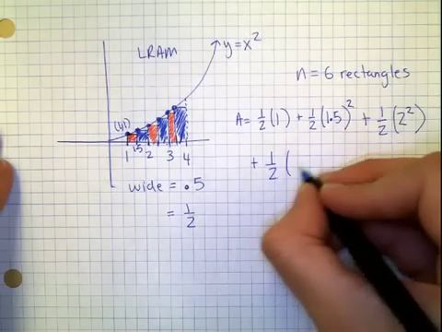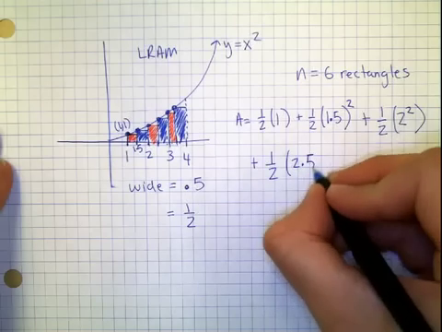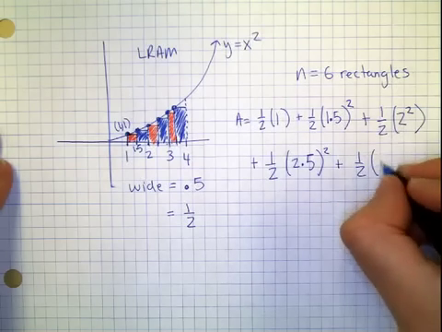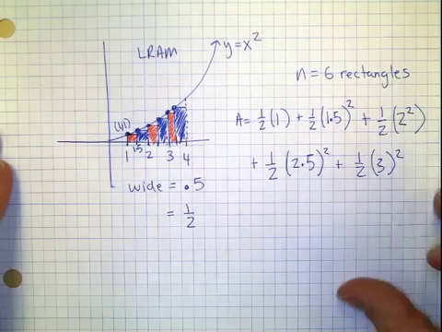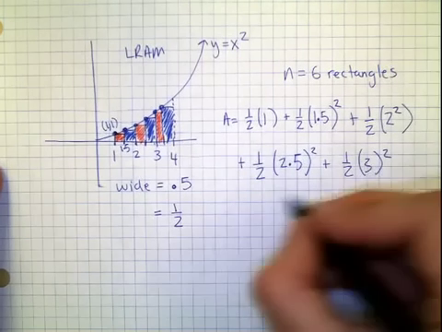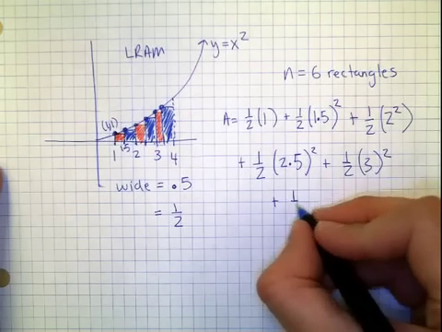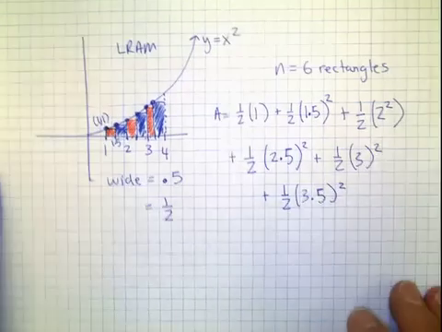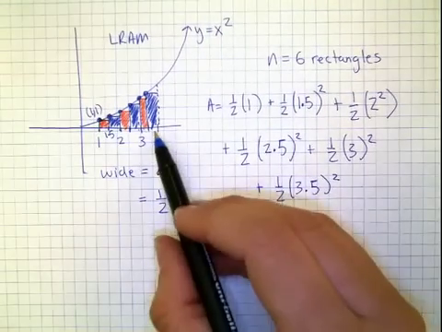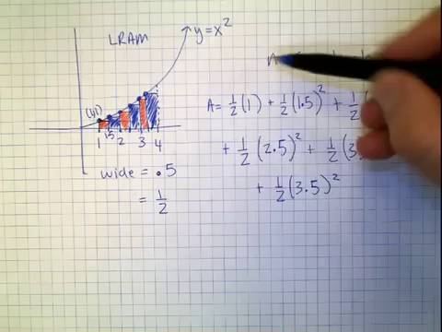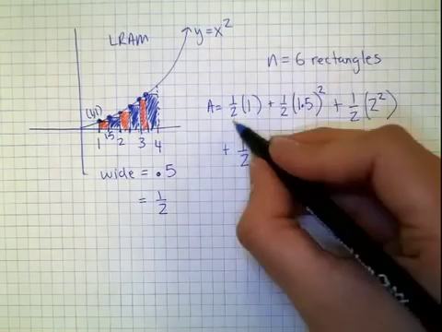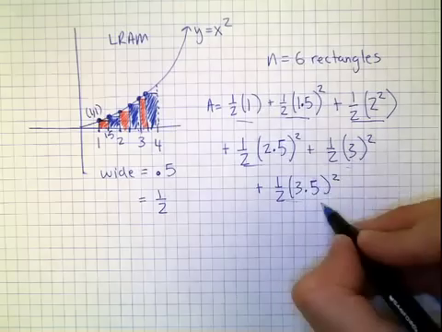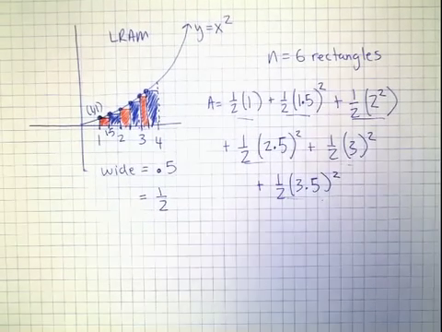Plus the next rectangle has a width of 1/2 and it's at 2.5 squared. Plus the next rectangle is at 1/2 and it's at 3 squared. You see the pattern. And then we went to 3.5, so we're going to add 1/2 times 3.5 squared. And I'm going to stop. I'm not going to do one for 4 because there's only 6 rectangles. So if you count these up, I've got 1, 2, 3, 4, 5, 6 rectangles right here.